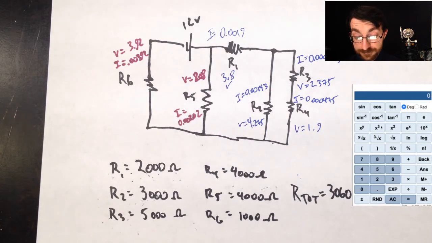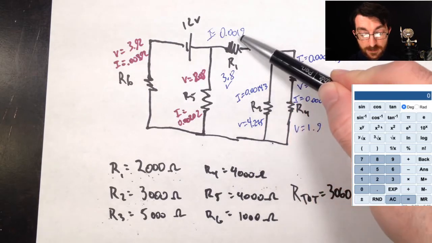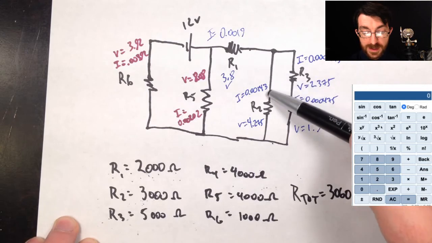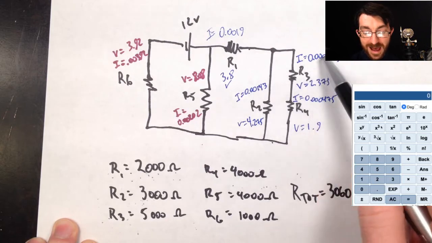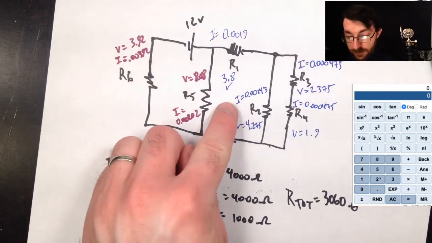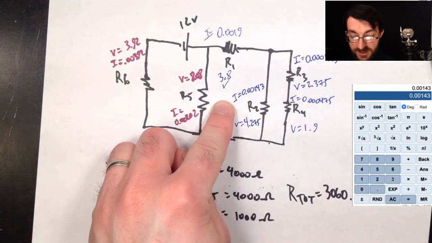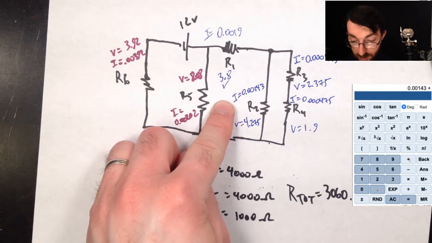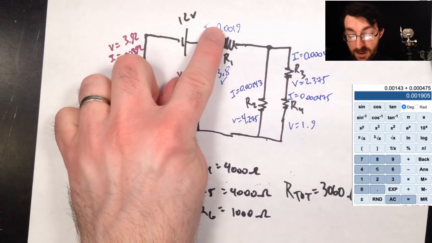Okay. Well, that's all the voltages. Let's make sure the currents work out. The current here was 0.0019. The current here is less than that. But these two currents add up to it. Okay? So watch here. 0.00143. Remember, it was actually 25, but I rounded it to 3. Plus 0.000475. That gives me back my 0.0019.